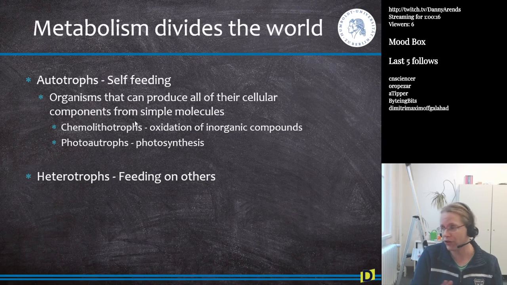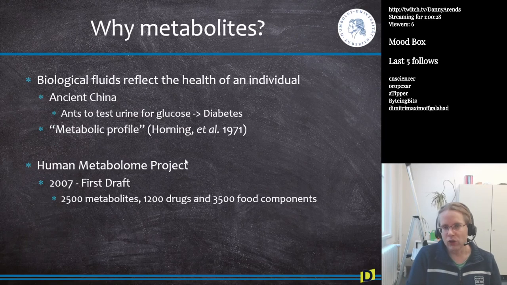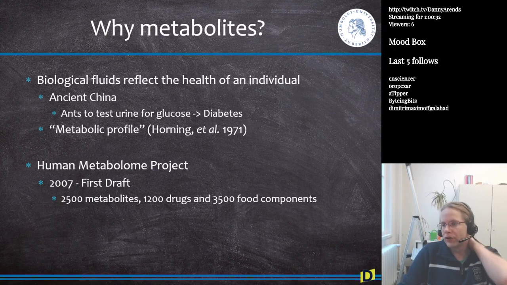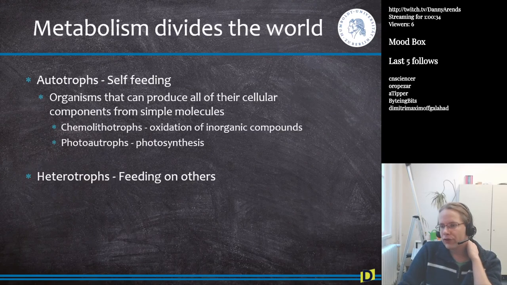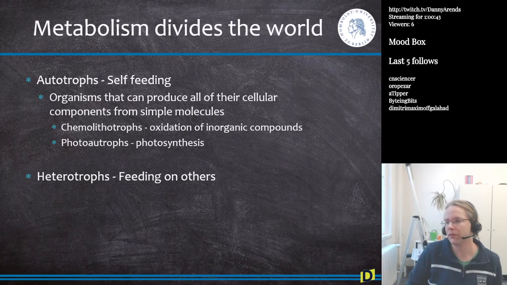So based on what type of organism you are, you're either an autotroph like a plant, or you're a heterotroph like a human who eats the plants and gets the energy stored by them. So why do we want to look at metabolites? Heterotrophs need carbon-based foods. So they need autotrophs to feed on, right? Because the energy needs to come from somewhere, right?